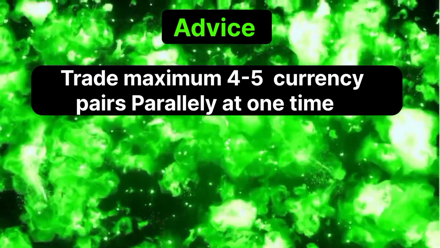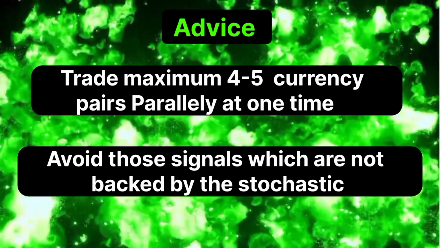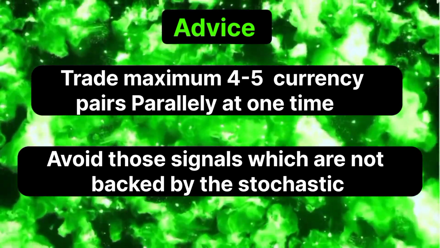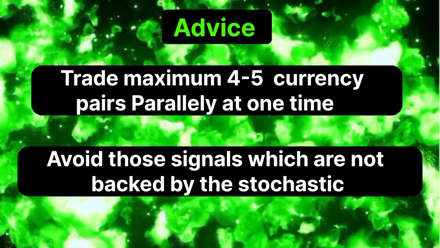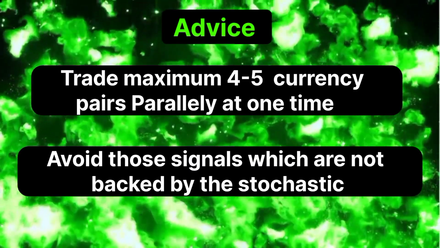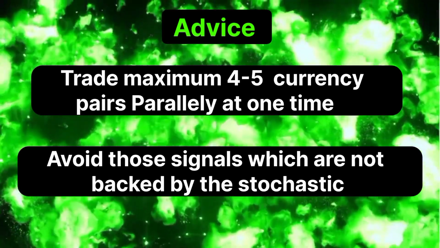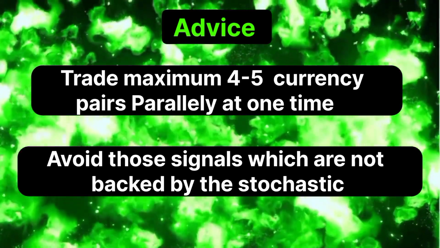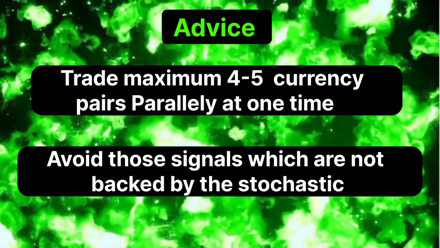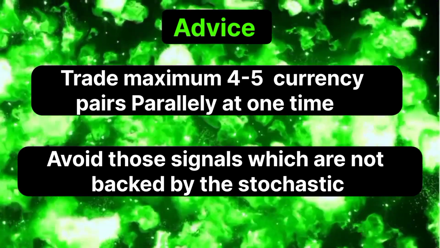And the second advice is to avoid all those signals which are not backed by the stochastic. In order to pick up only the accurate and winning signals, you have to do that. That simply means you just have to trade only those signals which have the confirmation of stochastic or any other confirmation. Okay, because when you take 2 confirmations, your accuracy will spike up. So these are the 2 pieces of advice that I have for you, and follow them very strictly and you will find that your accuracy will spike up.